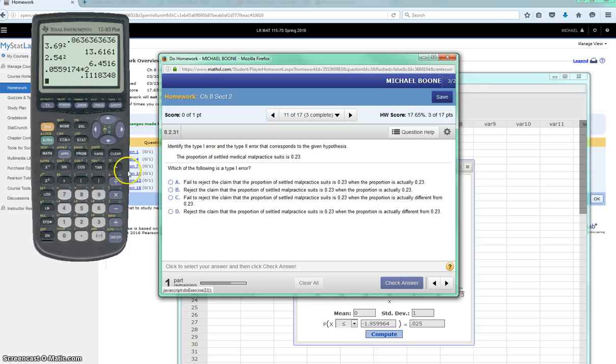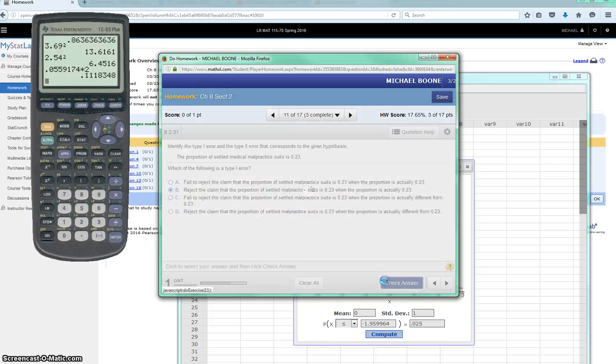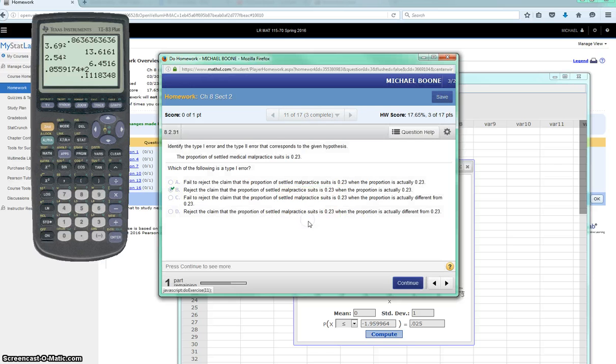So we'll do the type 1 error. So it's when we reject the claim when it's actually 0.23. So that would be a B choice. Now, for a type 2 error, it's when we don't reject the null, but we should have. So that should help you out with the part 2.